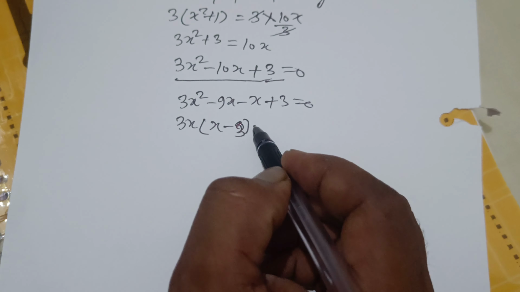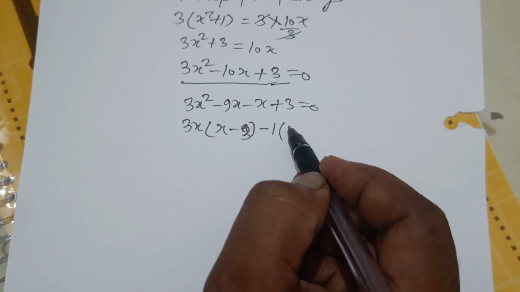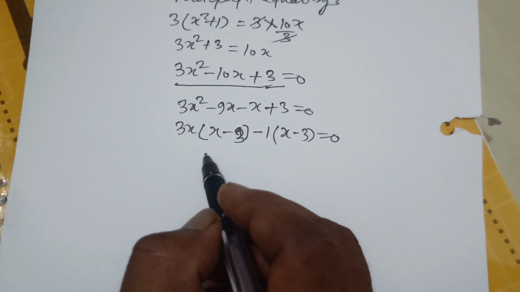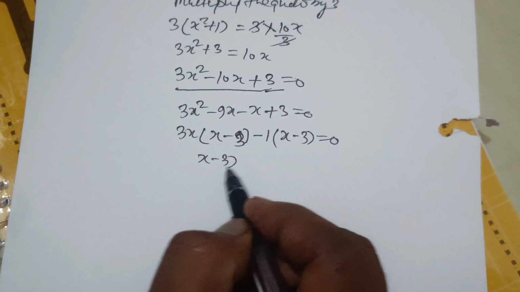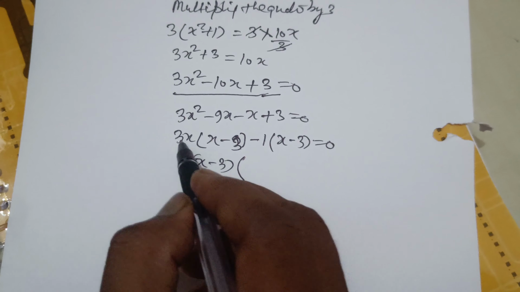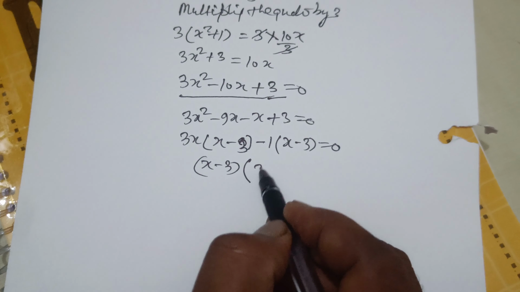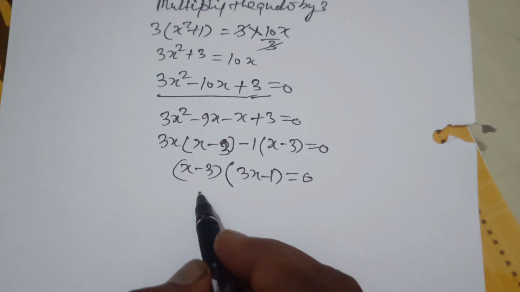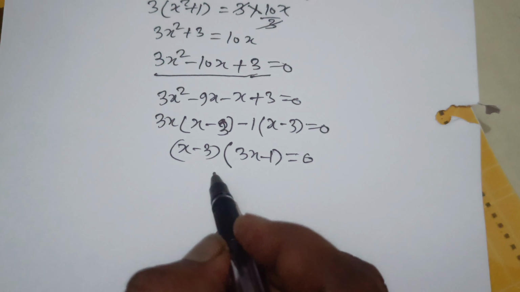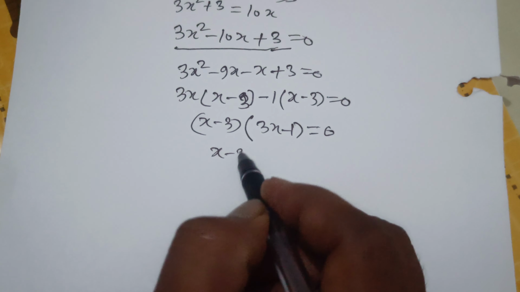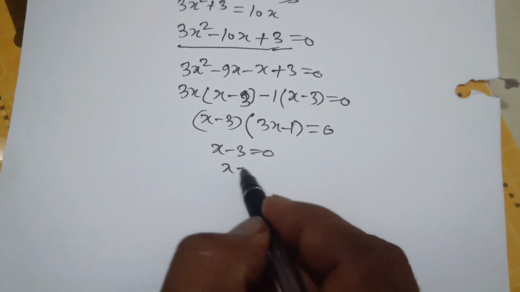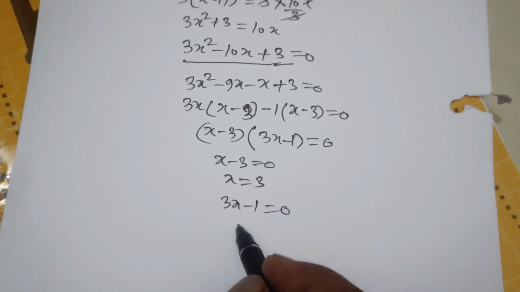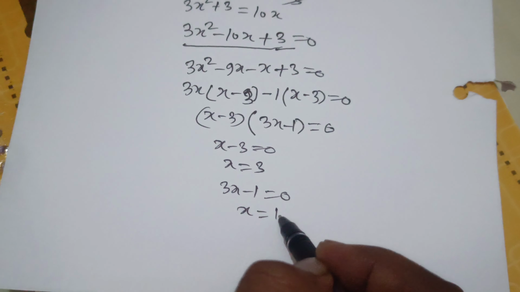and again take minus 1 common. This again becomes x minus 3 equal to 0. Now x minus 3 is a common factor. Here this is equal to 3x minus 1 equal to 0. Now equate these two factors to 0. x minus 3 equal to 0, x is equal to 3. Again 3x minus 1 equal to 0, x is equal to 1 upon 3.